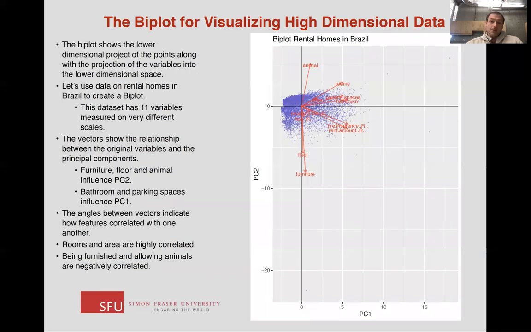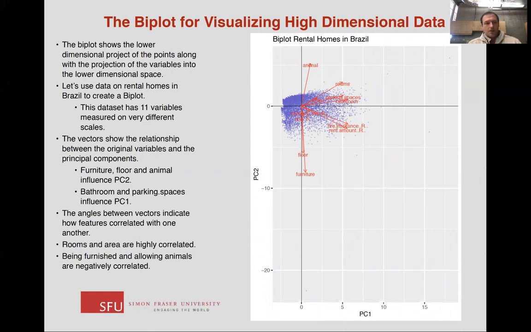Okay. So the next thing I want to mention is the biplot. The biplot is a way to project our variables into this lower dimensional space. It allows us to see how our original features relate to one another, and how they relate to the principal components. All right, so I've decided to do a different example here.